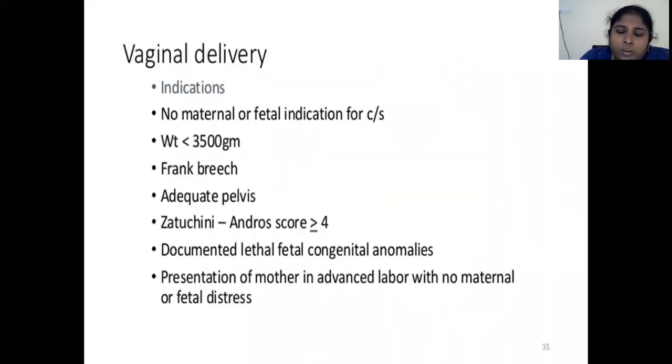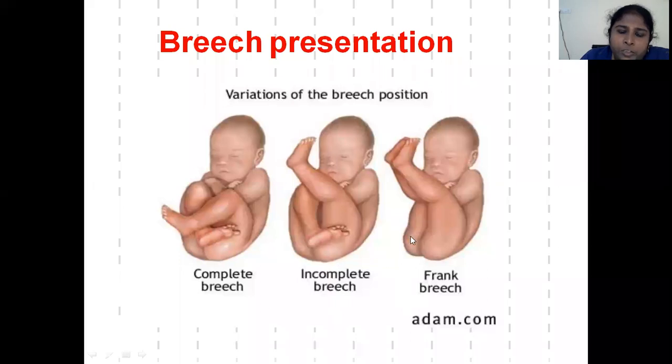Next, why are you looking at these presentations among the breech? Vaginal delivery occurs in the frank breech. See in the previous slide, frank breech means only buttocks. Now nothing is obstructing here. Breech with extended legs, here the normal delivery is easy. It is possible.